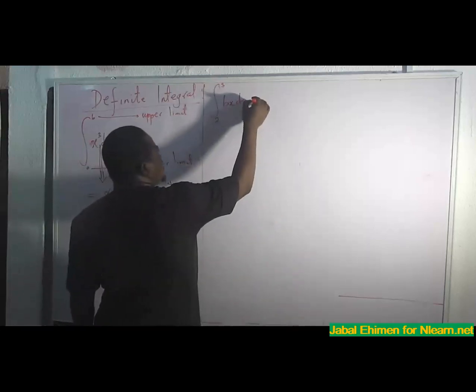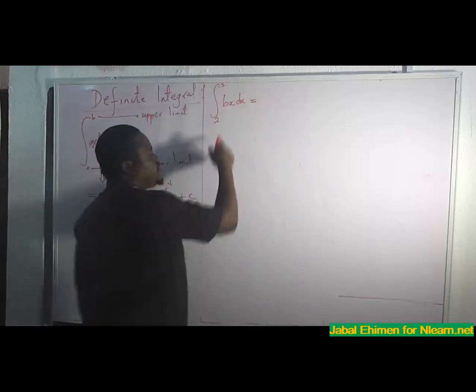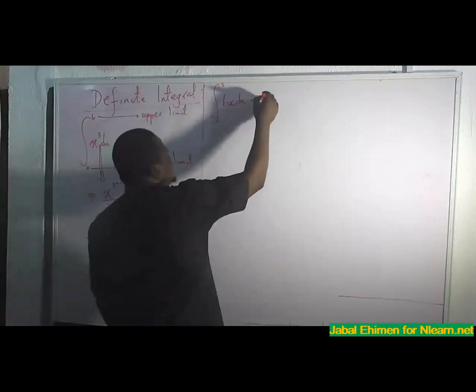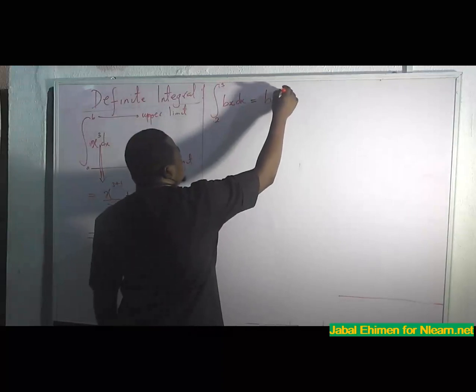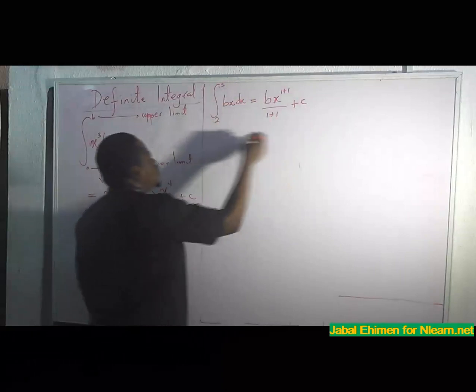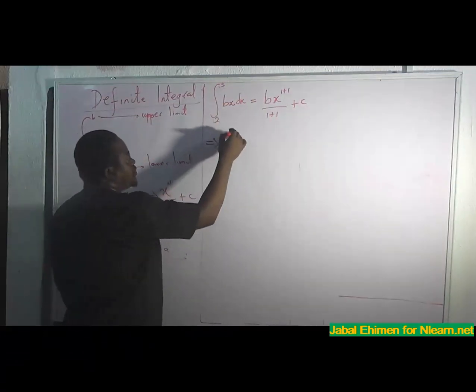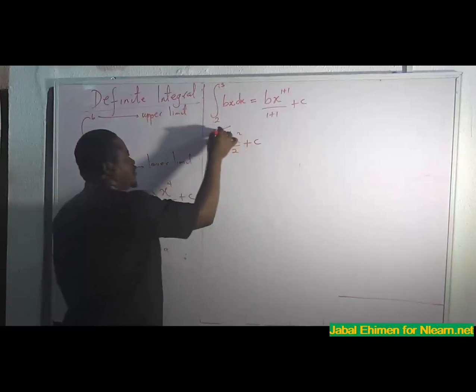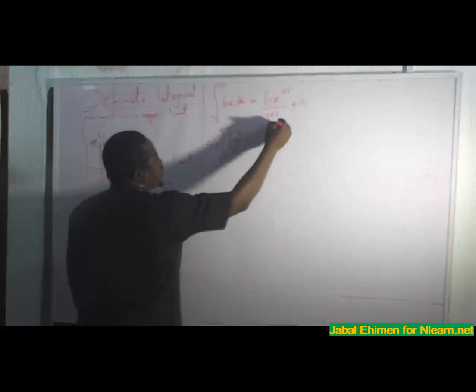If you integrate these, this is the upper limit, this is the lower limit. What you get from the integration of these is simple. You just get b as a constant. You have x, 1 plus 1, plus c. What you get finally will become bx squared over 2 plus c. But don't forget there's a boundary limit now, which is what?